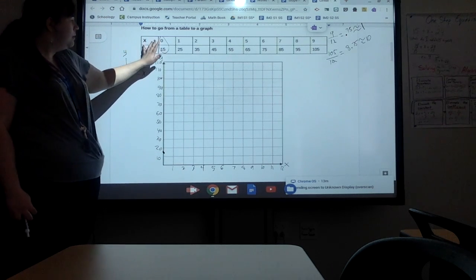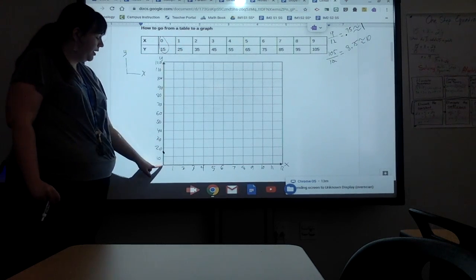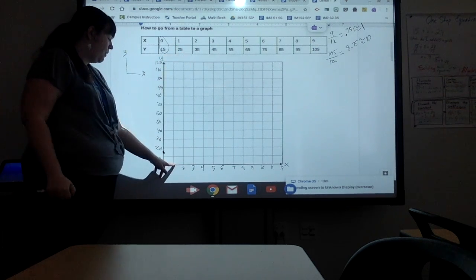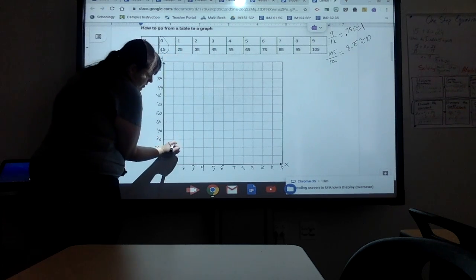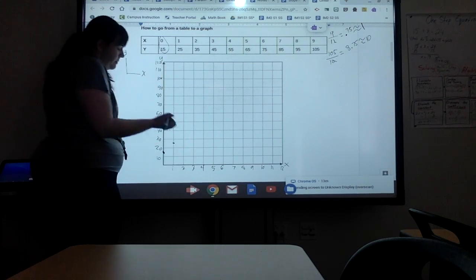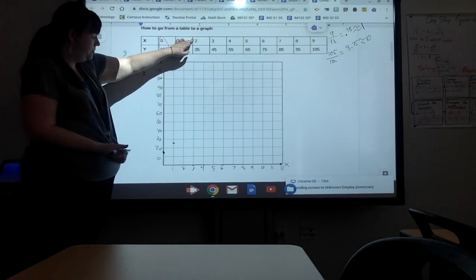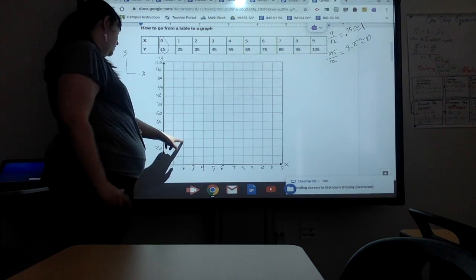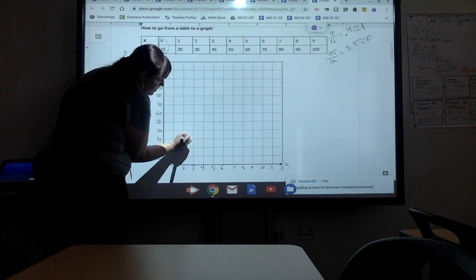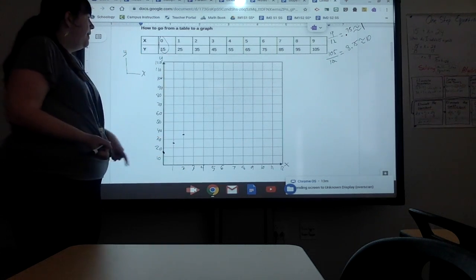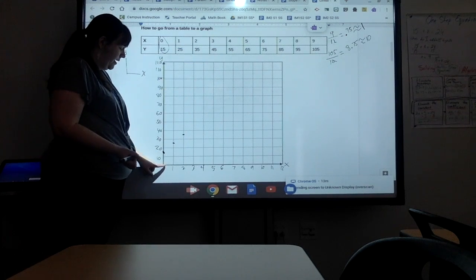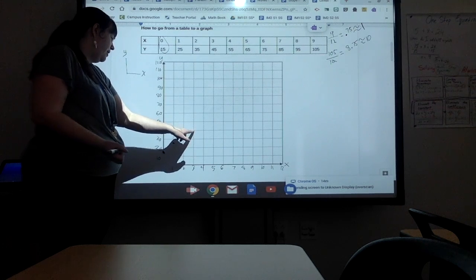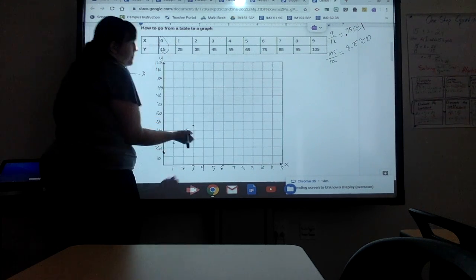For my next point, it says x is 1, meaning I'm going right 1 because it's positive 1. And my y is 25, so then I'm going to go up 25, which is right in between 20 and 30. Then it's 2 for x, so from the middle I'm going to go over 2, and then up to 35. So there's 30, and then halfway through the tick marks, 5 more. And then I have 3 and 45, so x right 3, and then up 10, 20, 30, 40, and then 5 is about halfway through that tick mark.